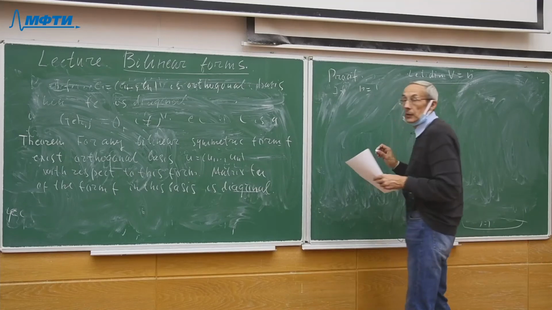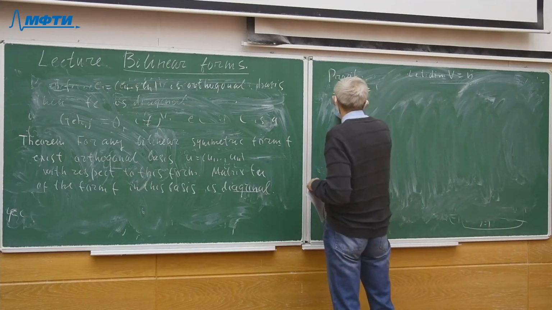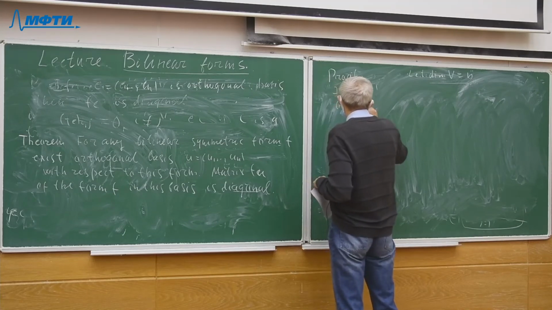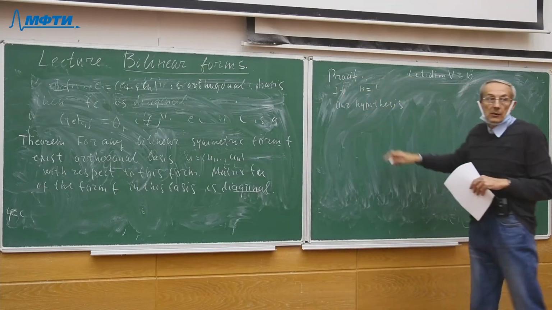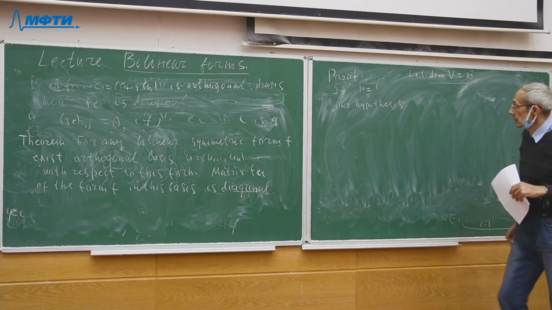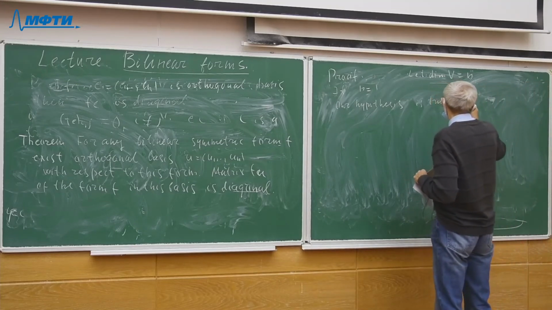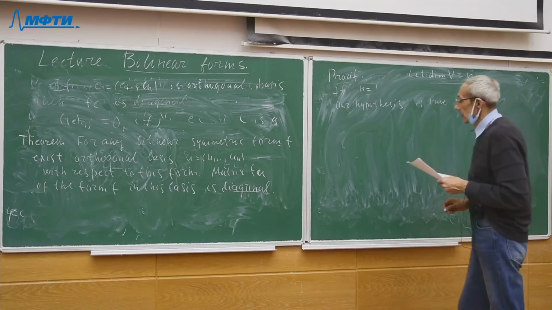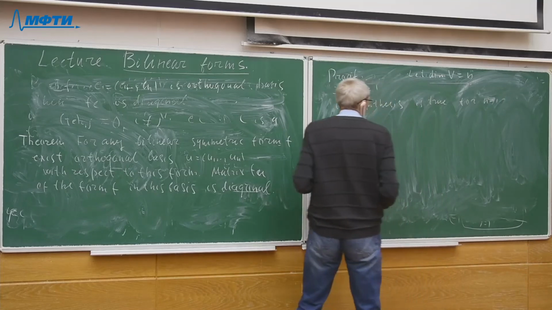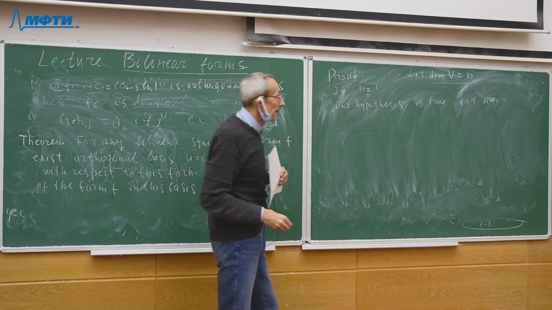And we will suppose that our hypothesis about the existence of such an orthogonal basis is true for n minus 1. And now we will prove this hypothesis for the case when the dimension is equal to n.